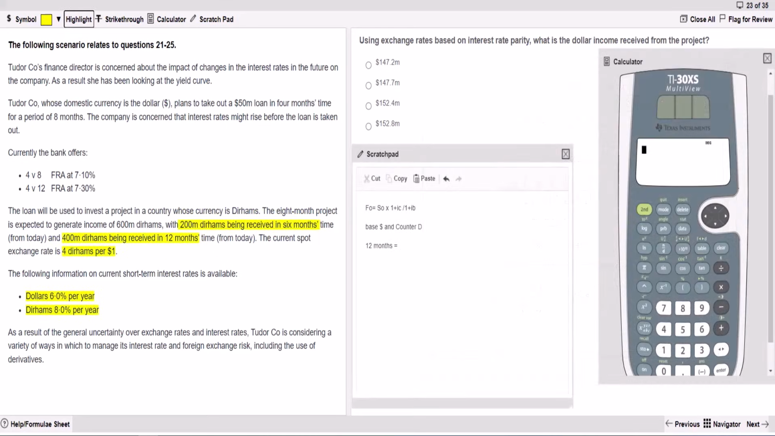So using the formula, and the base is the dollar and the counter is the dirhams, we've got the 12-month rate to do first, which will be 4 times 1.08. Remembering we need to put the interest rate in as a decimal, divided by 1.06. So the rate is 4.0755.